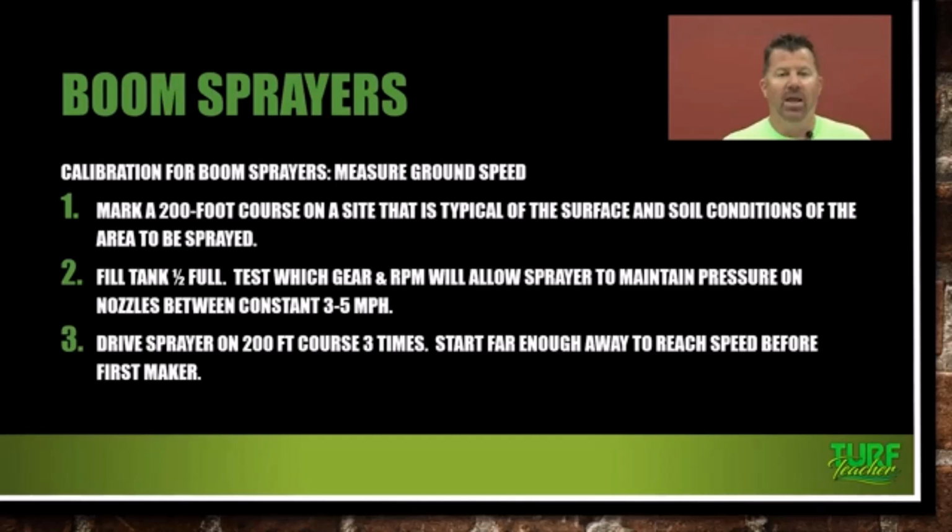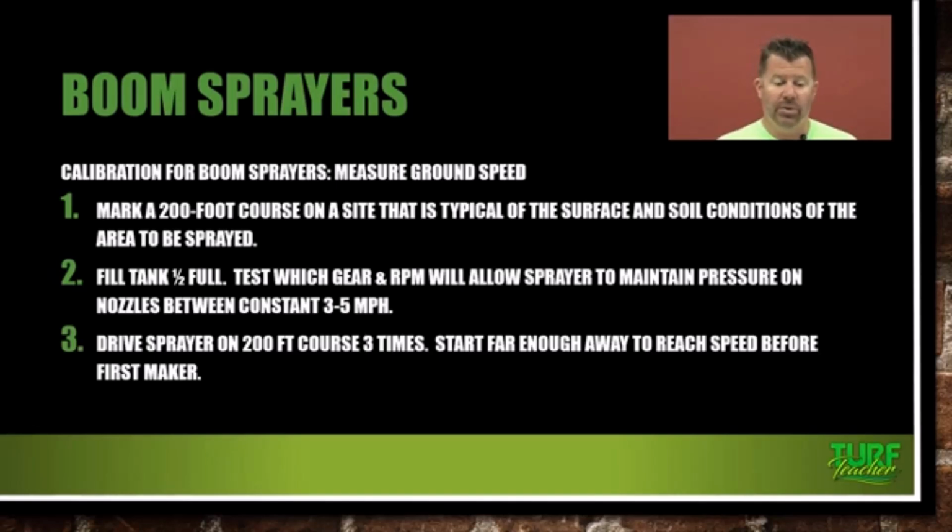It needs to be a place where you can see the water that you're applying. Fill the tank half full. Test which gear and RPM will allow the sprayer to maintain pressure on the nozzles at a constant 3 to 5 miles an hour. Maybe 4 to 6, but we'll use 3 to 5 here again.